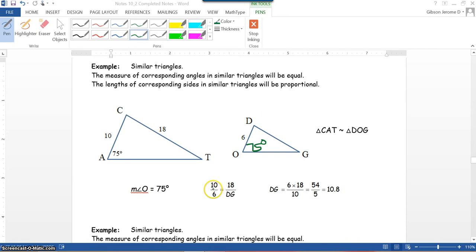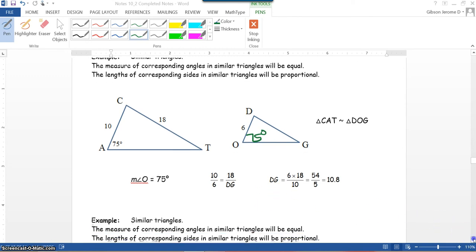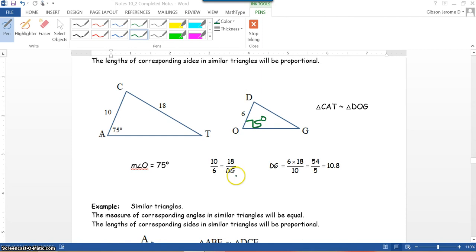Now if you look here, we would do what is called the corresponding sides. We have AC and OD, so that would be 10 over 6, and then we have 18, which is CT, and then we need side DG, which is here. So now we want to solve for DG. I want to show you how I will go about solving it. This is what we need to do. We need to do cross multiplication.